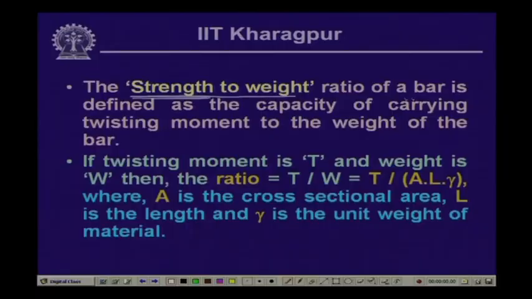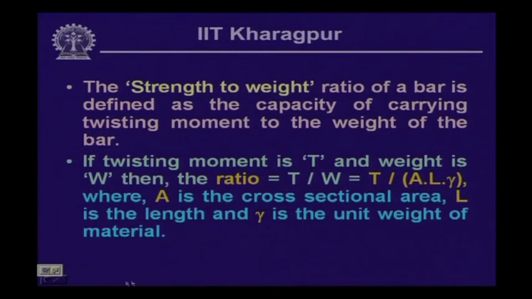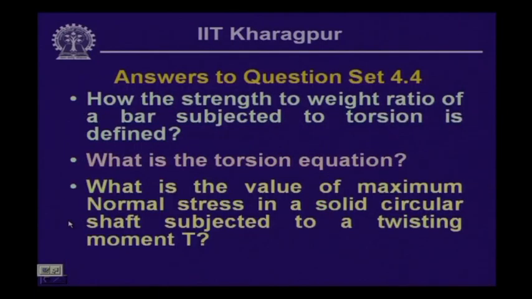So, the strength to weight ratio of a bar is defined as the capacity of carrying twisting moment to the weight of the bar. If the twisting moment is designated as T and weight is designated as W, then the ratio of strength to weight is T by W, where W is given by the cross sectional area multiplied by length multiplied by the unit weight. So, T divided by this gives us the strength to weight ratio. A is the cross sectional area, L is the length of the member, and gamma is the unit weight of the material. This is what we define as the strength to weight ratio.